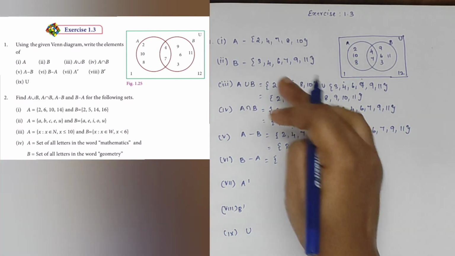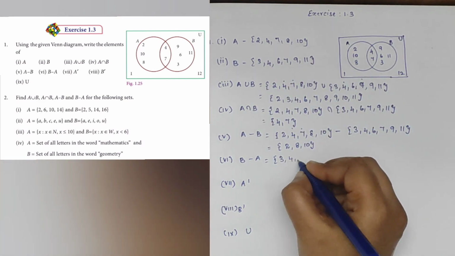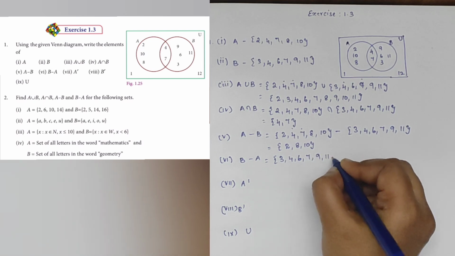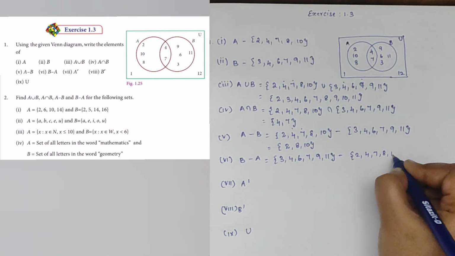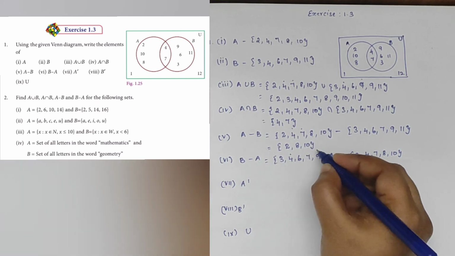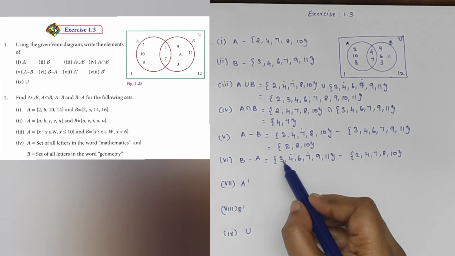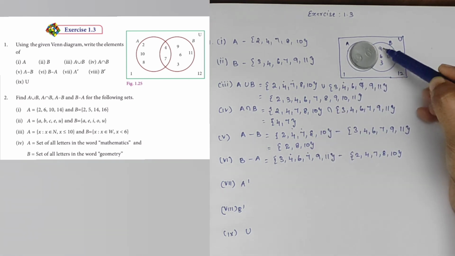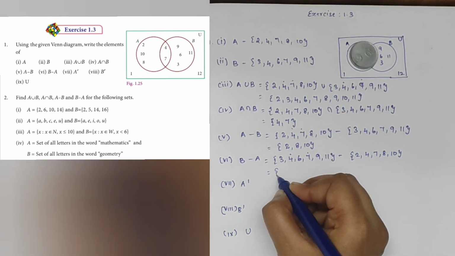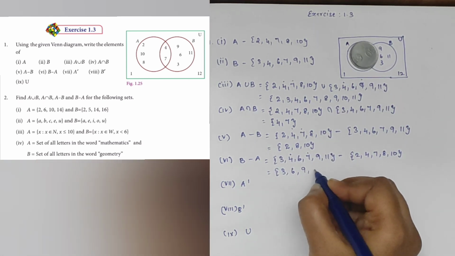Now do it for B minus A. List out the elements for B, that is 3, 4, 6, 7, 9, 11 minus A. That is 2, 4, 7, 8, 10. Now keep a dot above the common elements 4 and 7. Now list out the elements which are not common from the B circle. That is 3, 6, 9, 11.